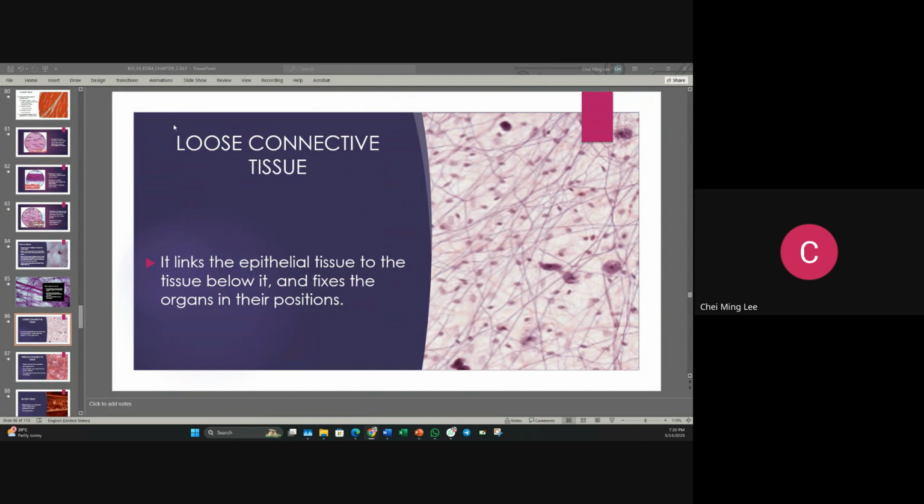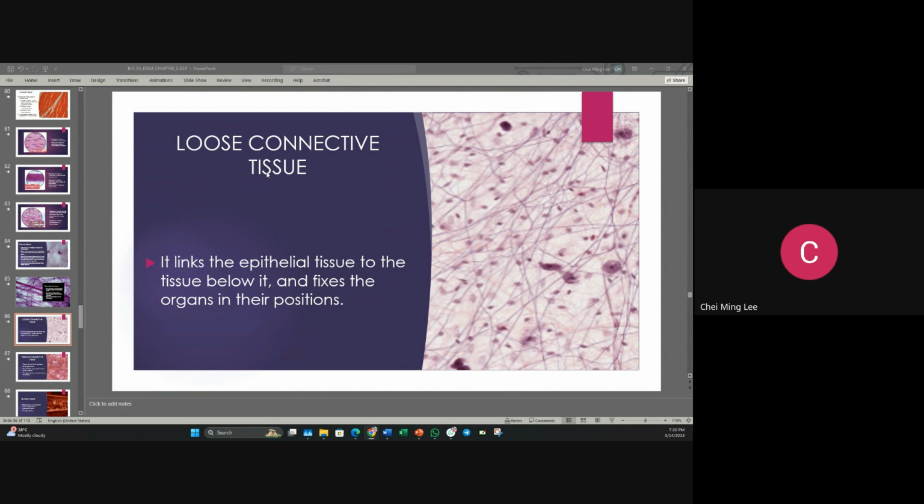Okay, next. So the first one, loose connective tissue. It links the epithelial tissue to the tissue below it and fixes the organ in their position. That's why it's loose. Why loose? Because you cannot be too tight. Like your hand, when we press it, you need to be able to change. It must be elastic, correct? So that's why it must be loose. Because loose, then it's elastic. If it's tight, the moment you press, it already breaks.